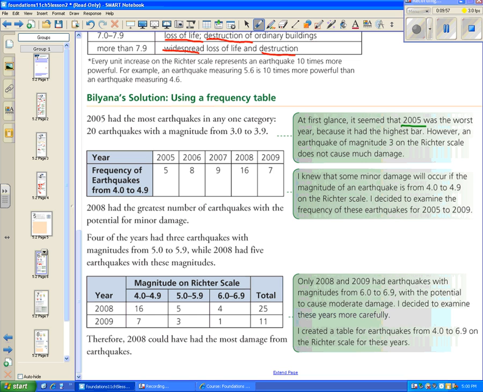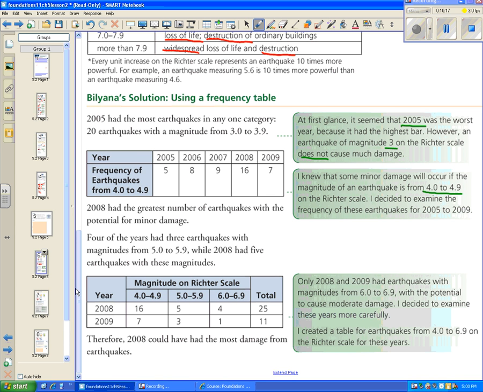However, an earthquake of a magnitude 3 does not cause much damage. So then she knew that some minor damage would occur if the magnitude is from 4.0 to 4.9. So she decided to examine the frequency of these earthquakes for 2005 to 2009. So what she did was she created a table.